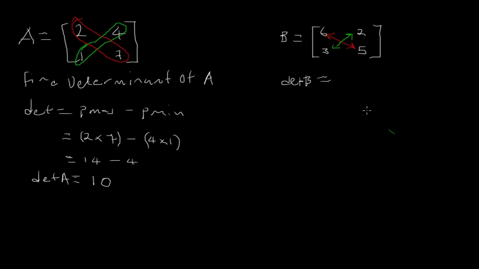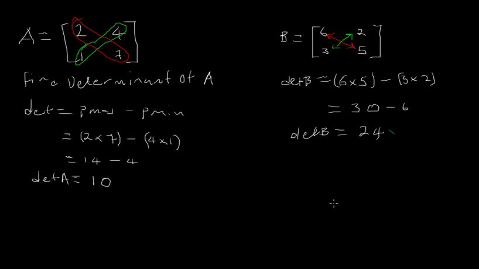So to find the determinant of B, we say the product of the major diagonal minus the product of the minor diagonal. So we're going to have 6 multiplied by 5, brackets, very important, minus 3 multiplied by 2, brackets. What is 6 by 5? 30. What is 3 by 2? 6. So 30 minus 6 gives you 24. Therefore the determinant of B is 24.